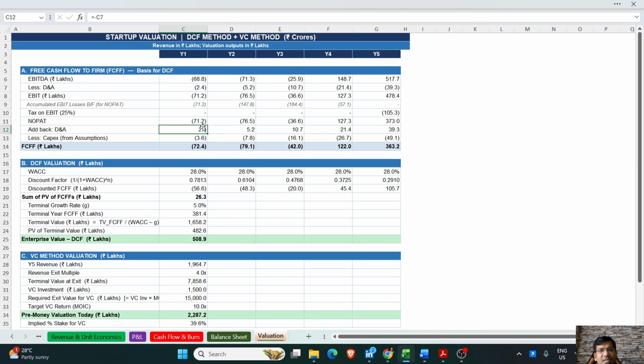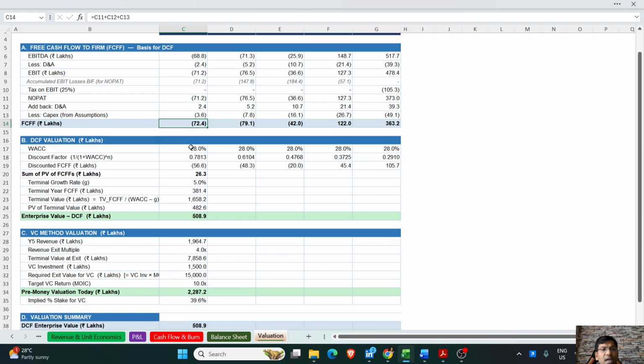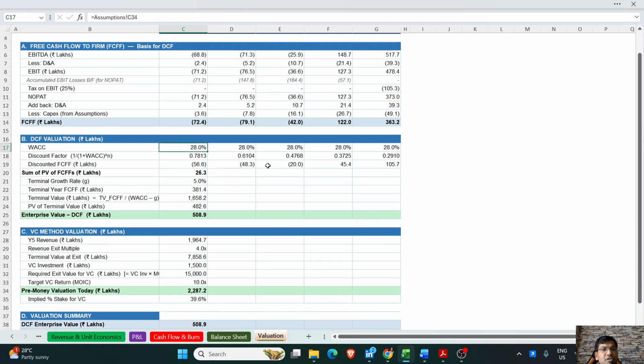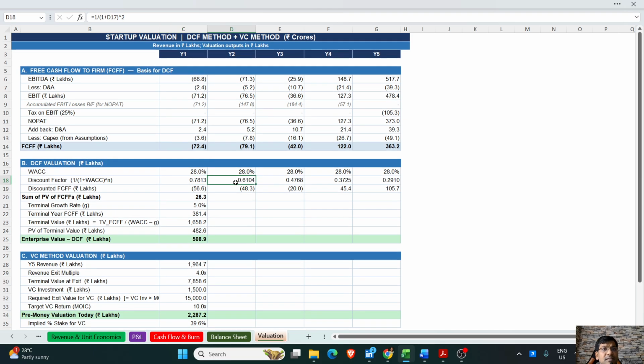I add back depreciation because it is never a cash outflow, and therefore my free cash flow to the firm will be this plus this plus this. Okay. Now, since my weighted average cost of capital is 28% in each of the years, my discounting factor is 1 divided by 1 plus 28% to the power 1. This is 1 divided by 1 plus 28% to the power 2. And this will be 1 divided by 1 plus 28% to the power 5.